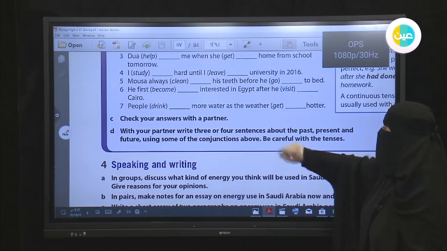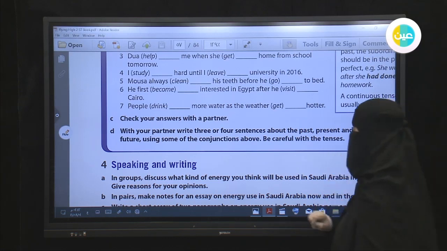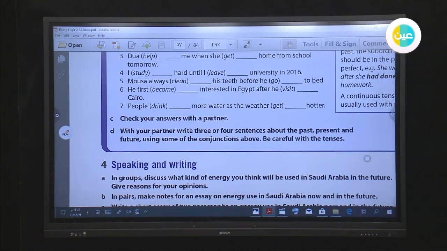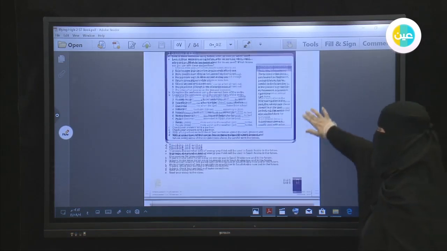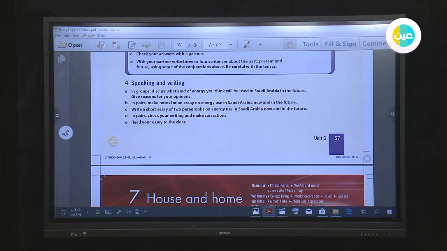With your friends, write three or four sentences about the past, present, and the future using some of the conjunctions above. Be careful with the tenses, okay? Here we have speaking and writing. Discuss what kind of energy you think will be used in Saudi Arabia in the future. Give reasons for your opinion and try to write a short essay of two paragraphs on energy used in Saudi Arabia now and in the future. Try to write these short paragraphs about them.